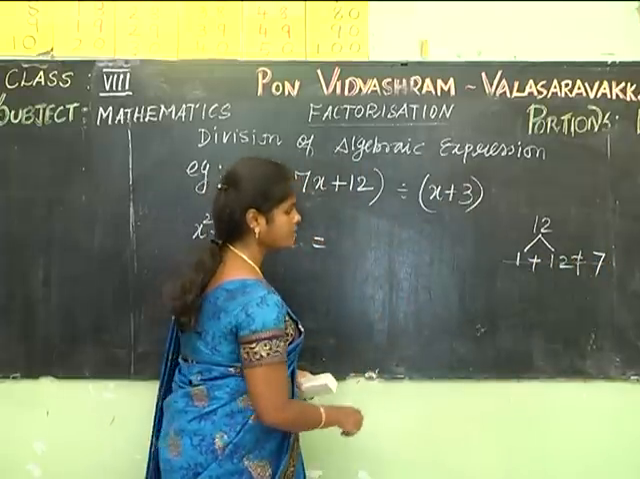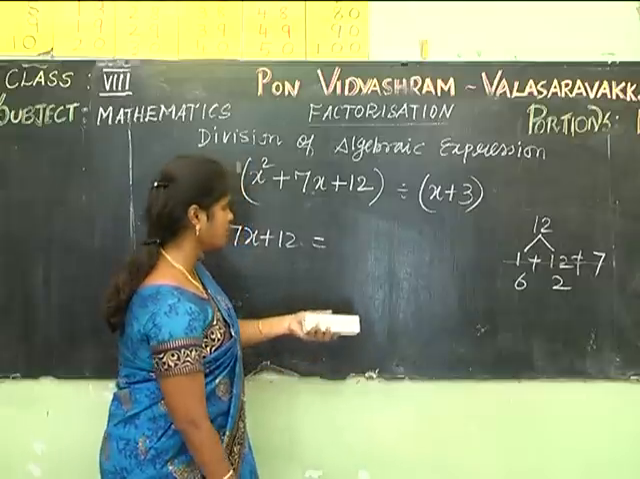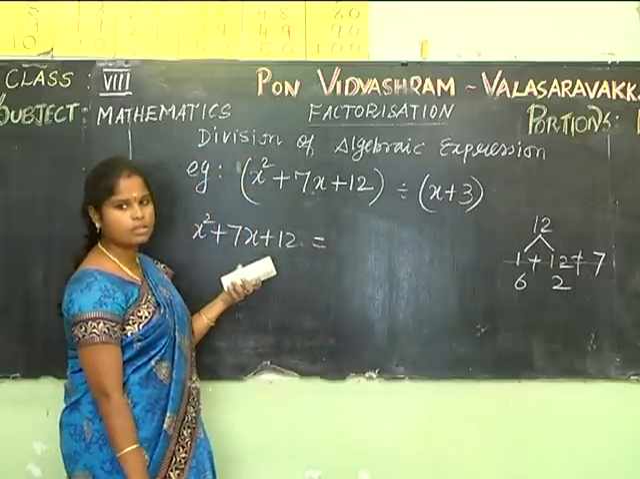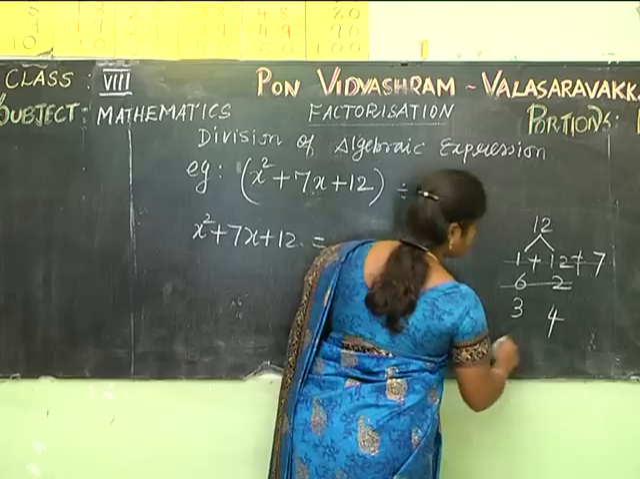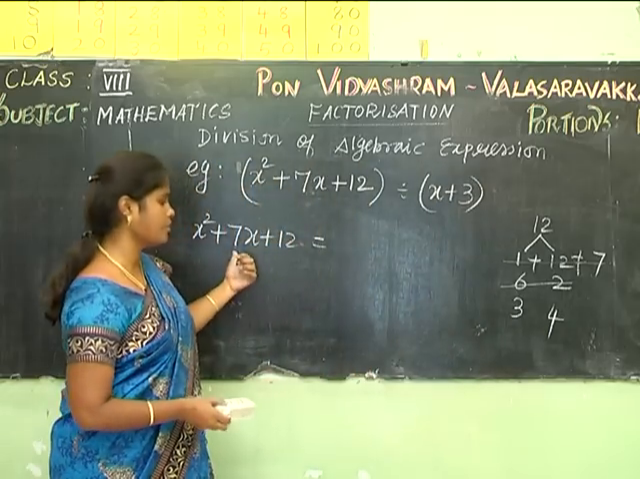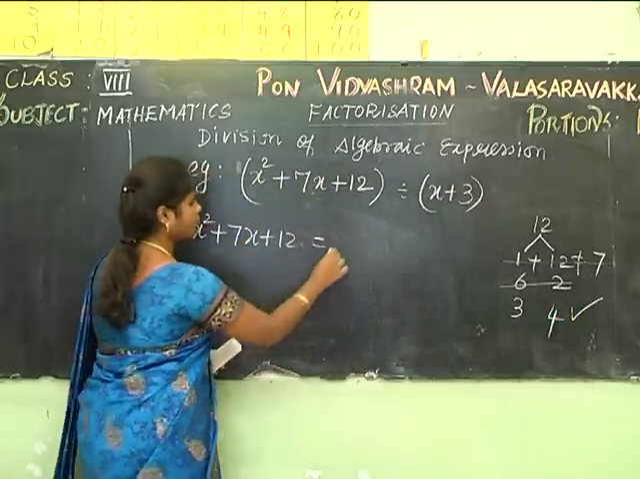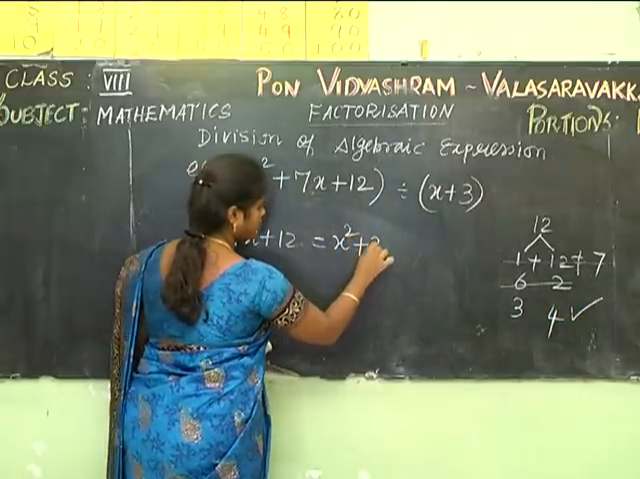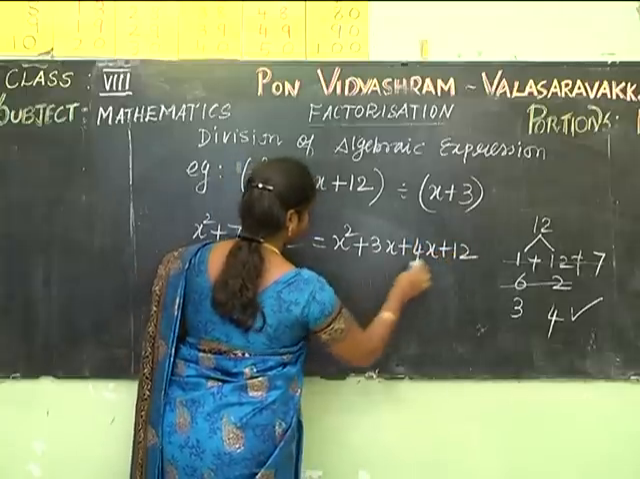Then what is the next chance? 6 and 2 make 12, but the sum of 6 and 2 is 8. So it is also not satisfied. Then 3 and 4 make 12, and 3 plus 4 is 7. So we can use these two numbers. So split up the middle term: x square plus 3x plus 4x plus 12.